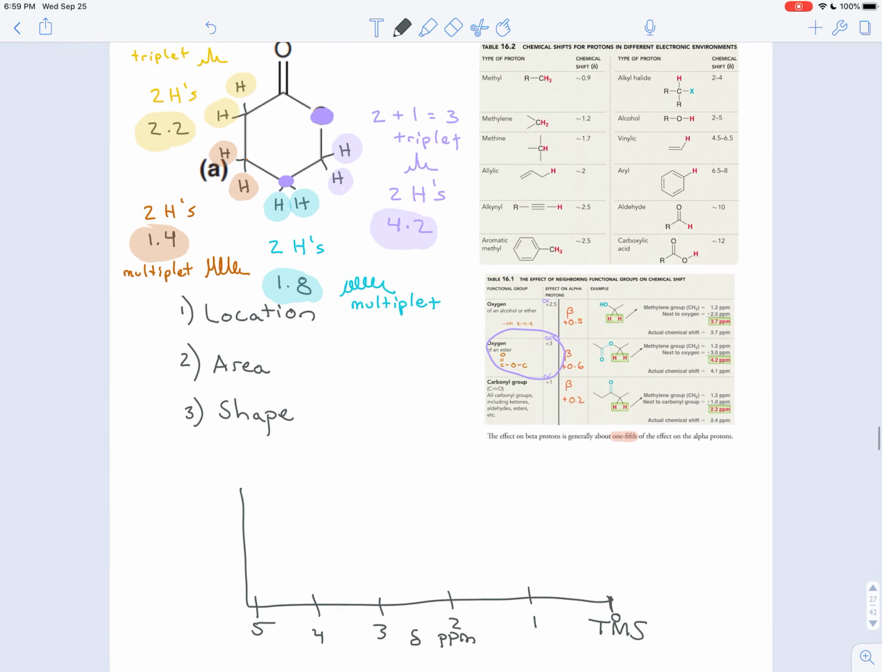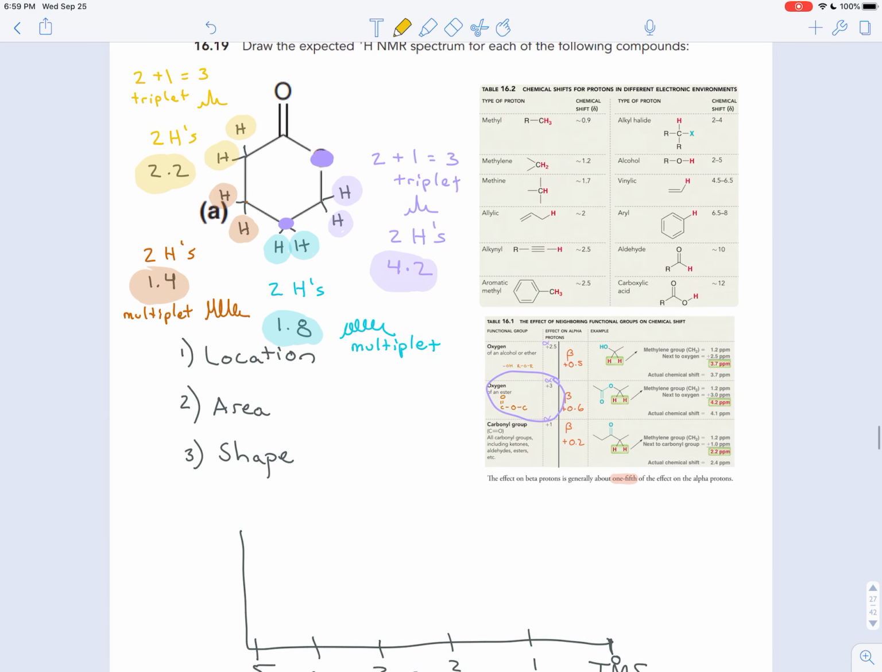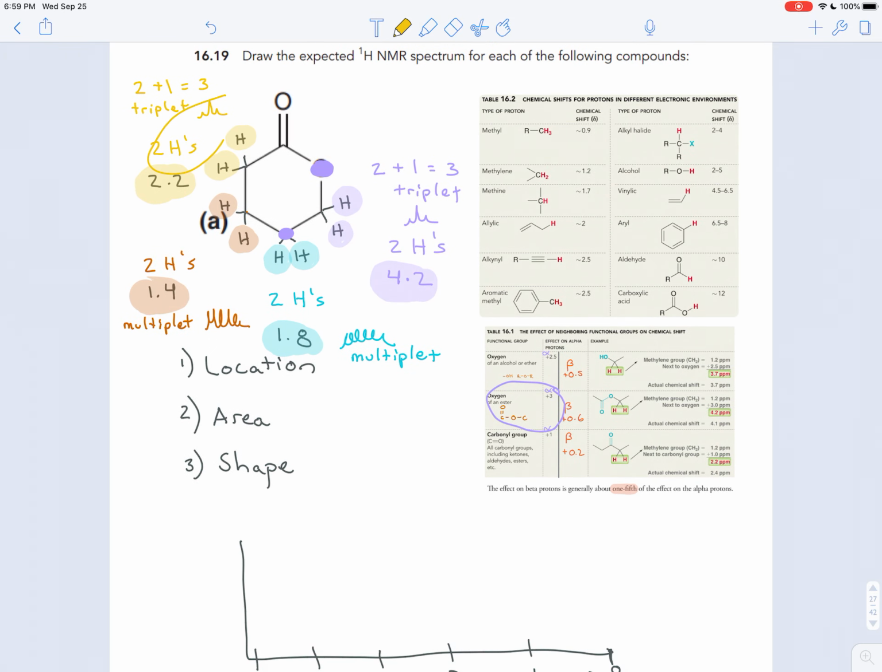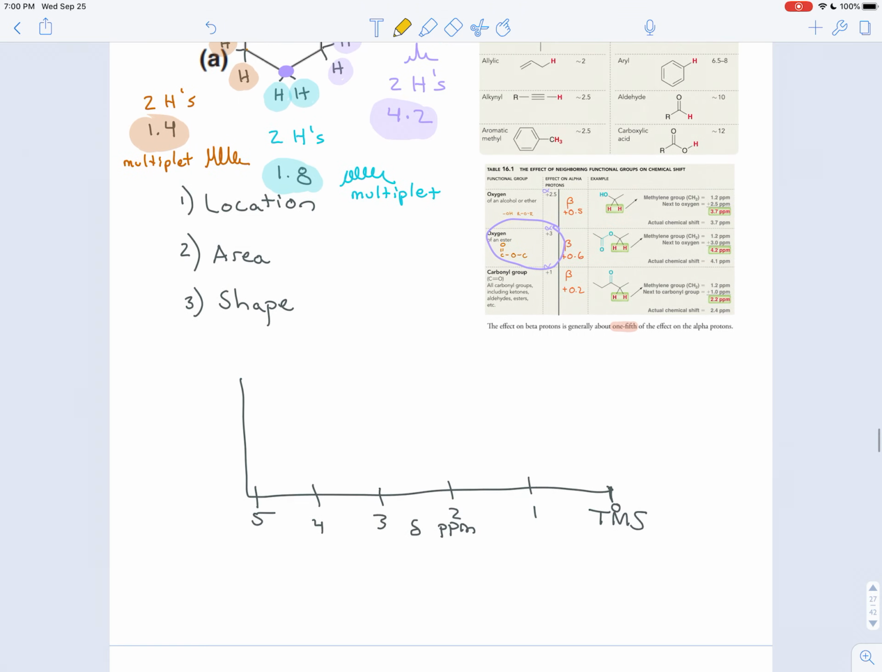Those are our shifts. So first the yellow hydrogens. That signal is going to be at 2.2, and it's going to be a triplet. The height will be for 2 hydrogens. Now the height just is a relative amount, so the height for this is going to have to be the same height as for all of the other peaks, or the area underneath it. So a triplet at 2.2 would be something like that.